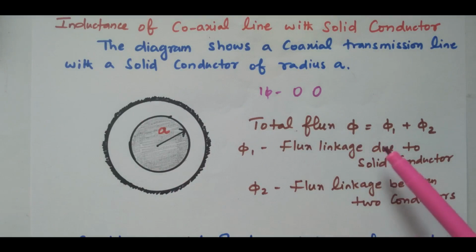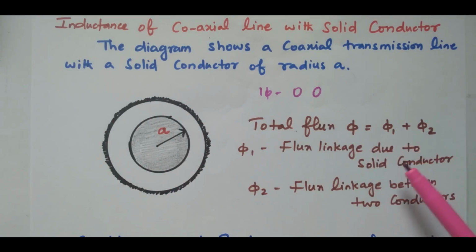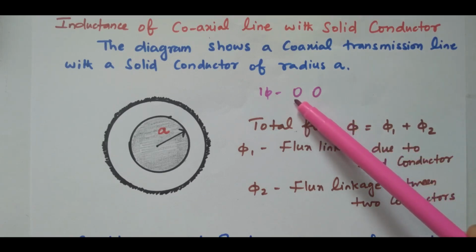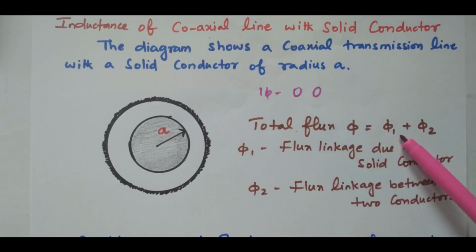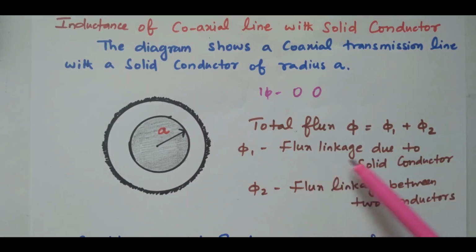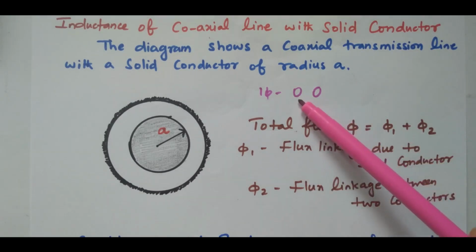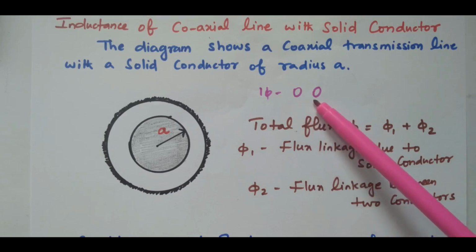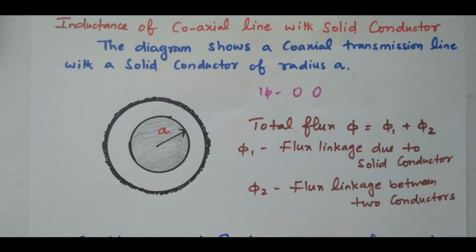So the total flux is the sum of psi 1 and psi 2. What is psi 1? The flux due to this solid conductor itself is psi 1, the flux linkage due to the solid conductor. Due to single phase we have two conductors, so the flux between these two conductors is psi 2, the flux linkage between the two conductors.